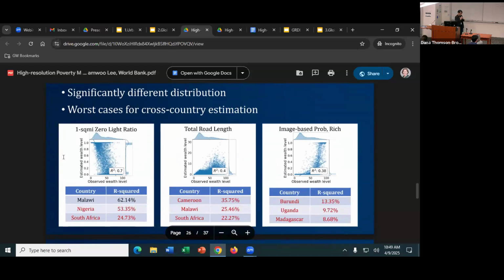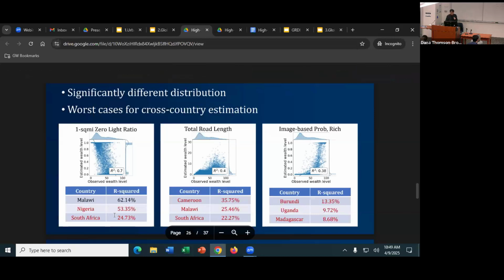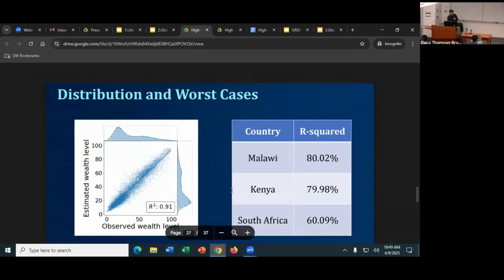Think about what we are trying to do. We want to make a cross-country estimation model. So we have to look at the worst case scenarios. In this case, the worst case R square is 25%. It's almost useless. Total road length, 22%. No. Image-based prediction, no. So we have to look at the distribution and we have to look at the worst case for a cross-country estimation model.